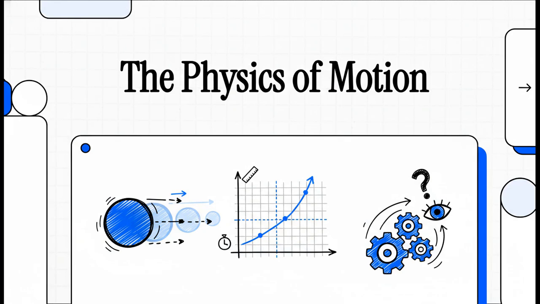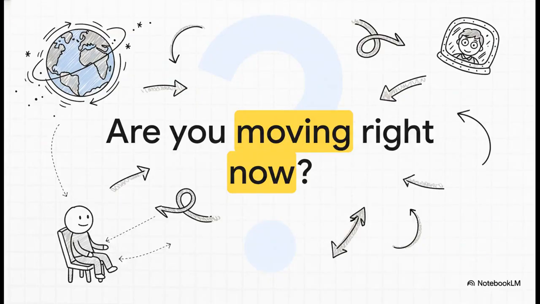Ever look at the world and wonder about the hidden rules that make everything go? You know, from a simple thrown ball to a planet circling the sun? Well, today we're pulling back the curtain on the physics of motion. We're going to start with a question that sounds simple but is actually kind of tricky, and by the end you'll be seeing the world just a little bit differently. Let's dive in.